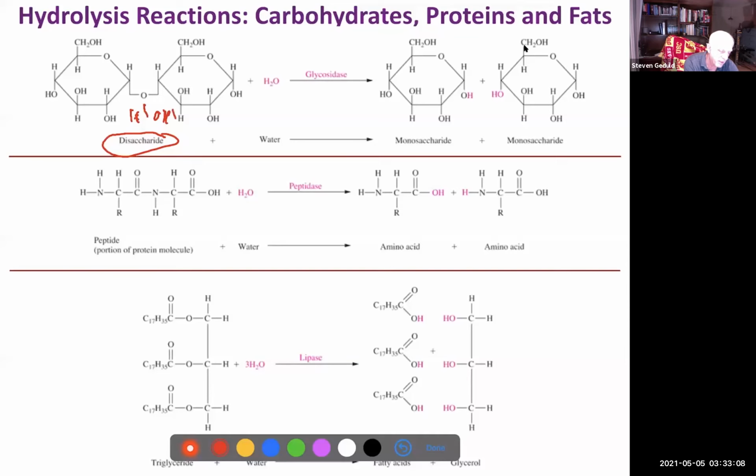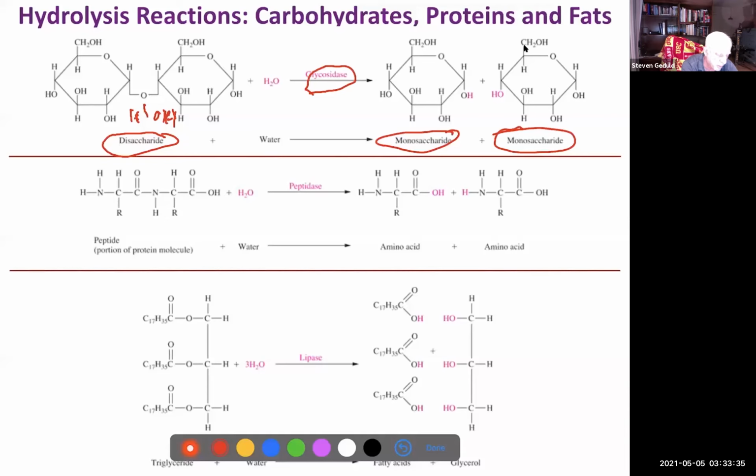Remember that 4 or 5 chapters ago? Okay, and we're going to produce monosaccharides. And the enzyme we're going to use is glycosidase. Glycosidase breaks the bond between this disaccharide, and it produces 2 monosaccharides. Now that can be absorbed. Okay. That is our carbohydrates, our sugars.